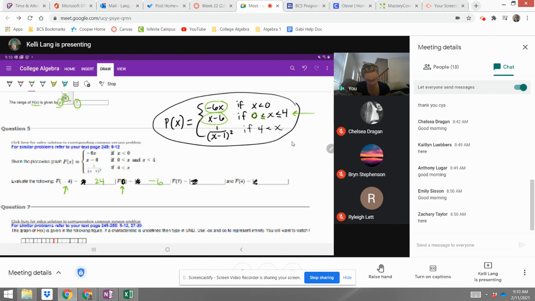I think the next one says f of 7, maybe. That's what we're going to try to find. Let's find f of 7. f of 7 means that x is 7, which is definitely greater than 4. So we would plug 7 into the bottom. That would give us 1 over (7 minus 1) squared, which is 1 over 36.